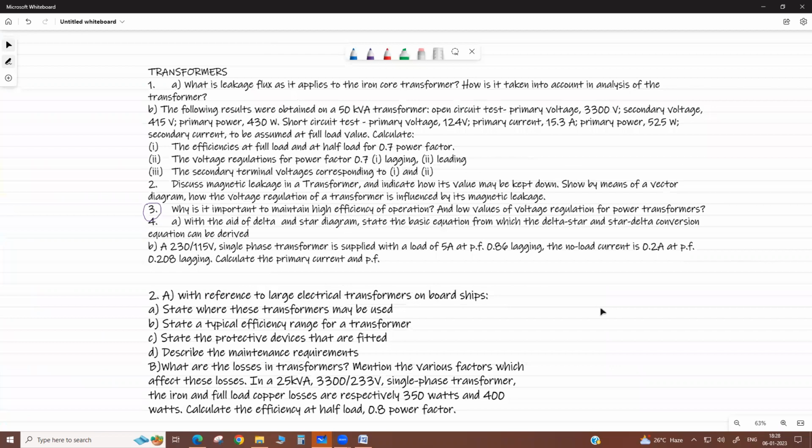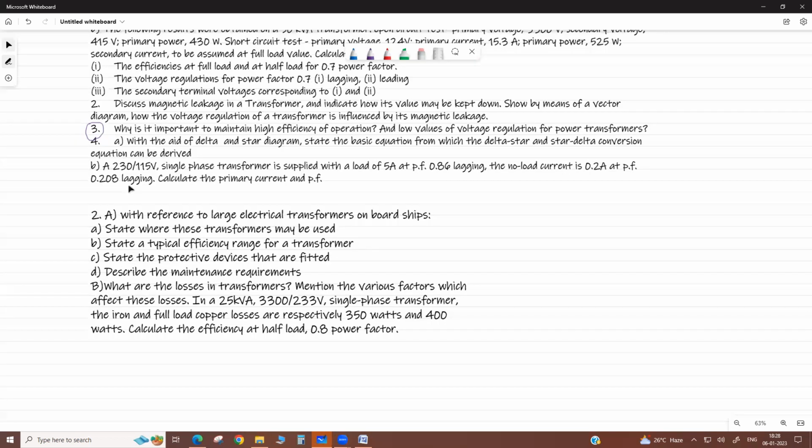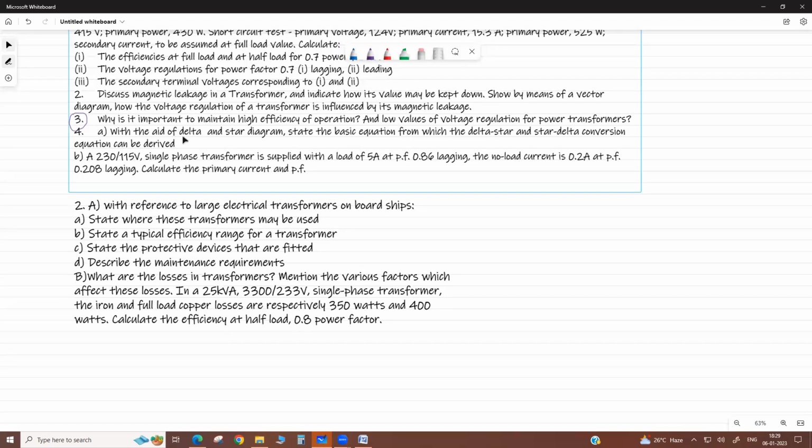Now please, let us start. Yesterday we discussed the vector diagram. So this fourth part A, with the add-on delta star diagram: you have to show the star delta connection and write the basic equation of line voltage and line current, from which we can derive the star delta or delta star conversion. So in the first question you draw the vector diagram, write the balanced star delta connection, and write the equation. Let us take this fourth one first.